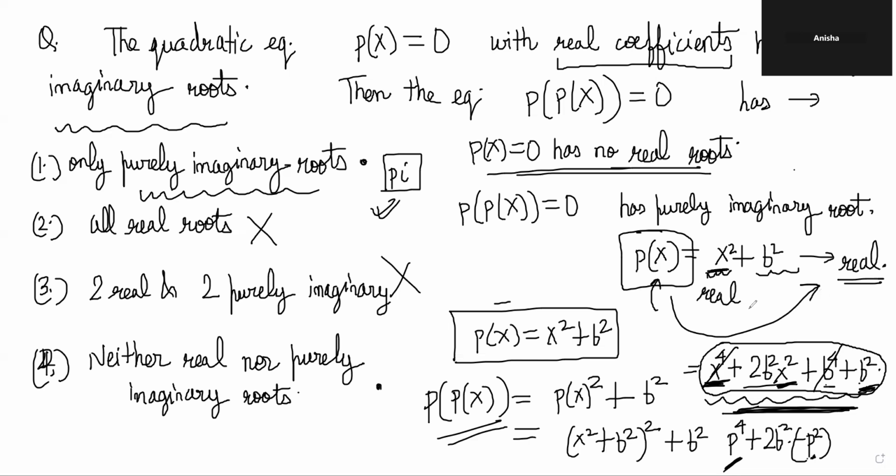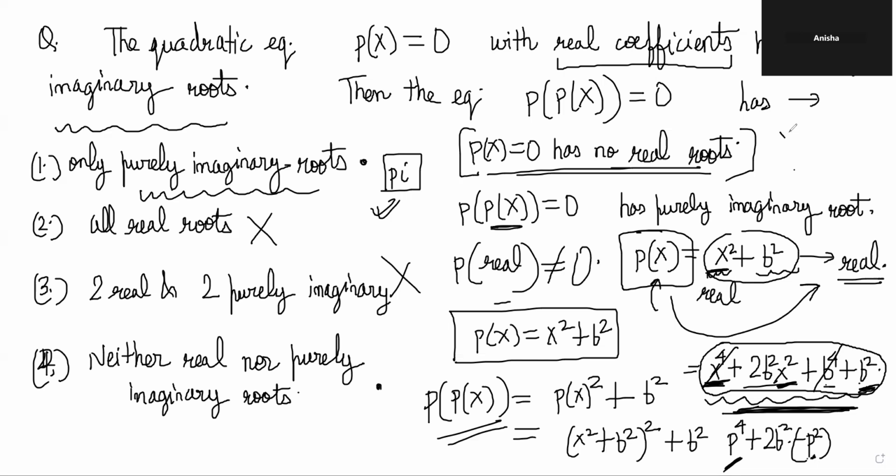Real. But if you input a real number inside the p here, is it ever going to be 0? No, because we said already p of x doesn't have real roots, right? So the point is that since this is a composition of two things, when you put x as a purely imaginary number, it is guaranteed to become real because of the way p of x is, right?